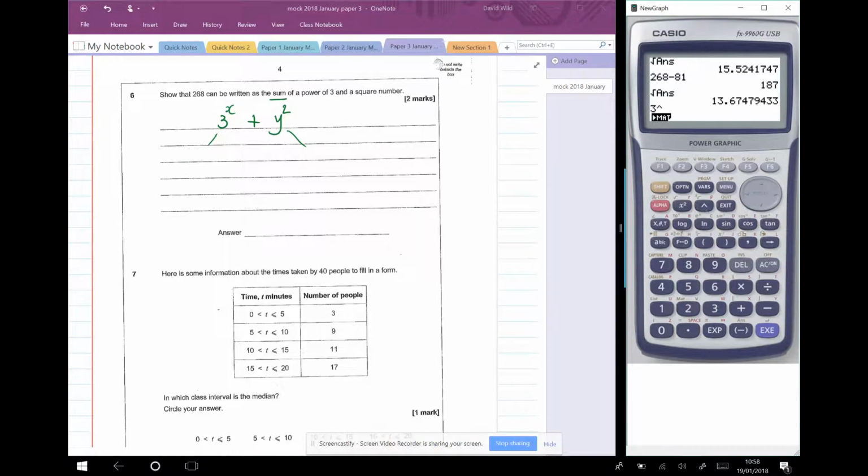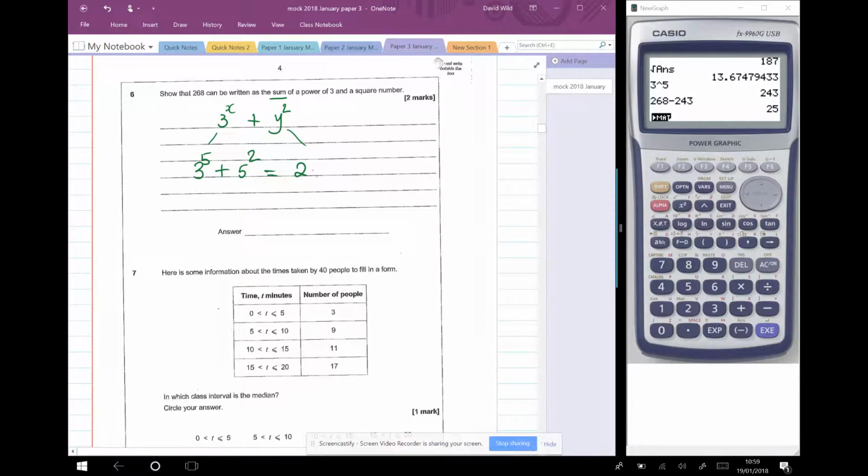So 3 to the power 5 is 243. If I subtract that from 268, 268 minus 243, I get 25, and 25 is a square number. So 3 to the 5 plus 25, which is 5 squared, is 268. This is a power of 3. This is a square number.